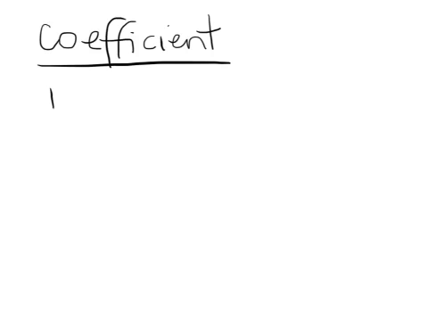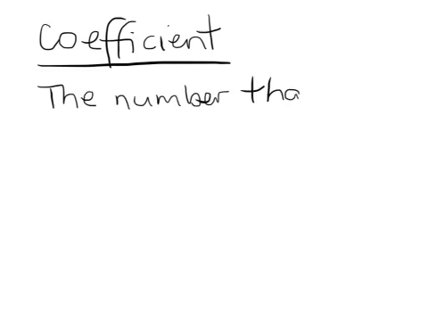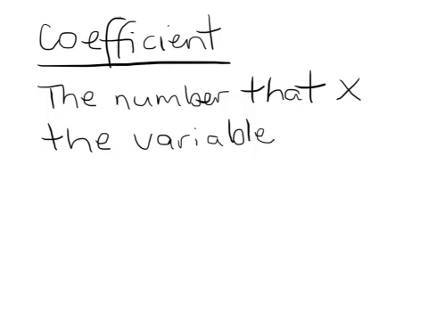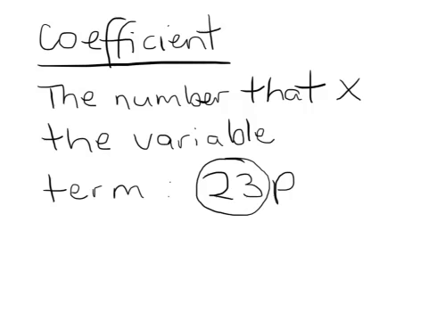The new word is coefficient. And a coefficient just means the number in front of a variable, or the number that multiplies the variable. So if I have a term 23p, then 23 is the coefficient.